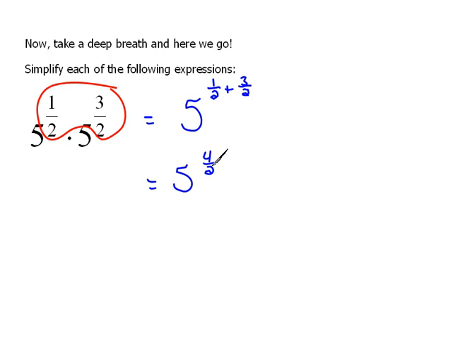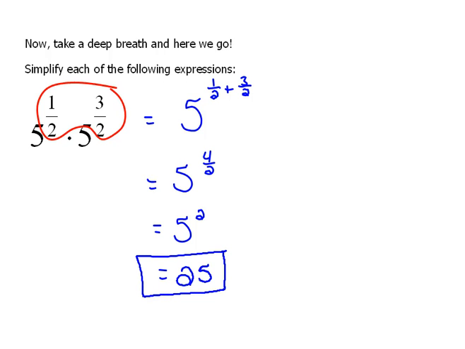Well, we know that 4 over 2 is really 2. So that would be the same thing as saying now 5 squared. And 5 squared, we can do that. 5 squared is 25. So our answer here in fully simplified form would be 25. If there's something we can do, we should do it whenever we simplify.